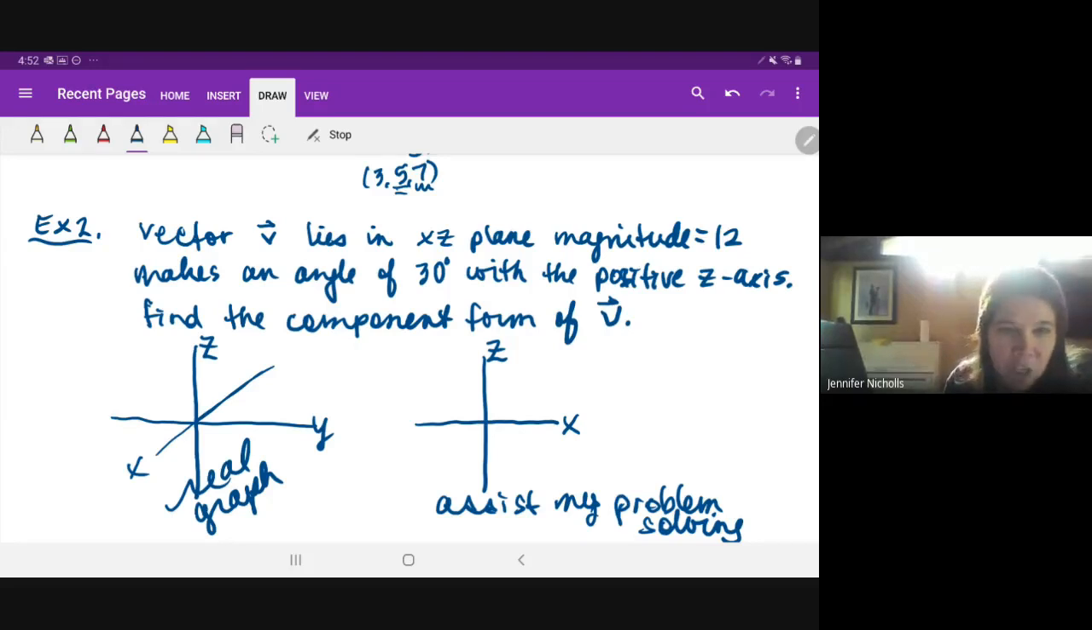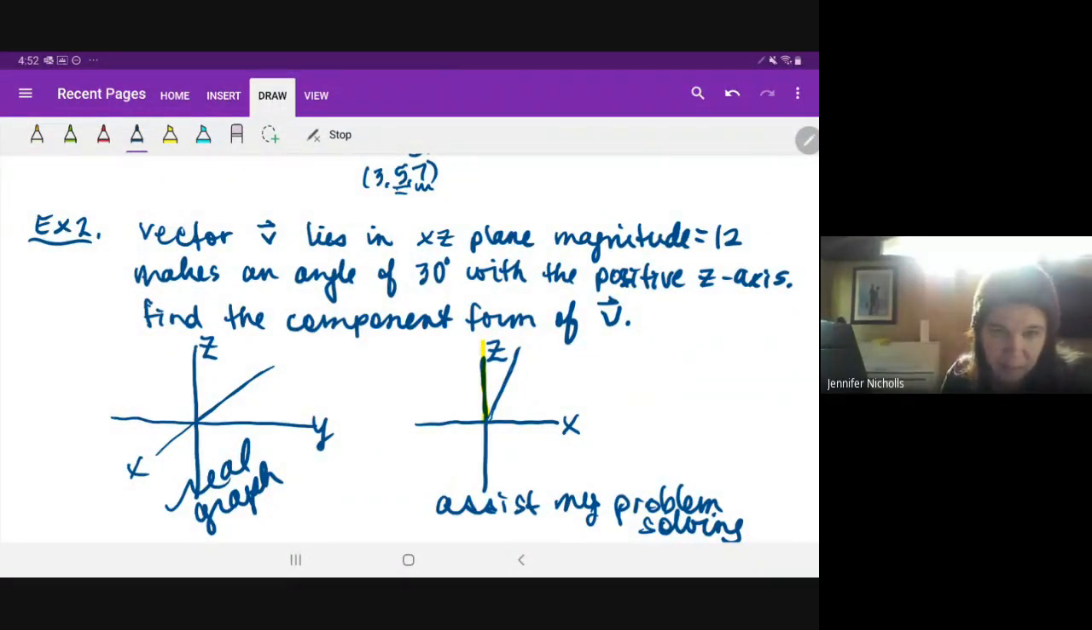They're students. Okay, so it says it lies in the XZ plane with magnitude 12 and makes an angle of 30 degrees with the positive Z-axis. So the positive Z-axis, that would be this top part right here. I'll highlight it. This is called the positive Z-axis. And then I want a 30-degree angle with it. So I guess that would be here.